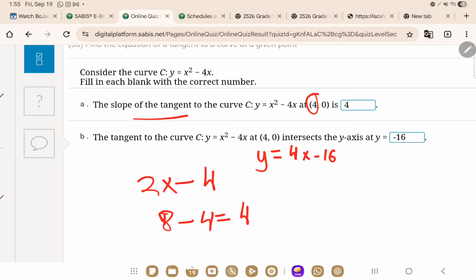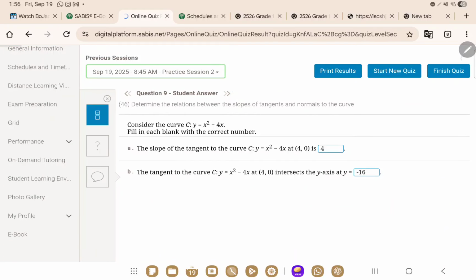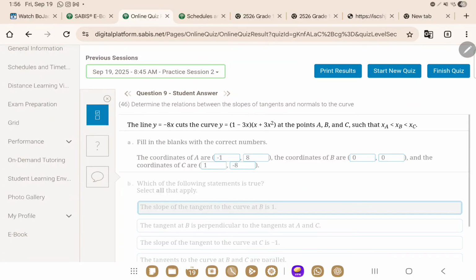Now they want the tangent to the curve at 4, 0 when it intersects the y-axis. When you have a graph, it intersects the y-axis at this point. Anytime it intersects the y-axis, the x has to be 0. So 4 times 0 is 0, minus 16 is minus 16. So y, when x is 0, is negative 16. Let us move on to the next question.